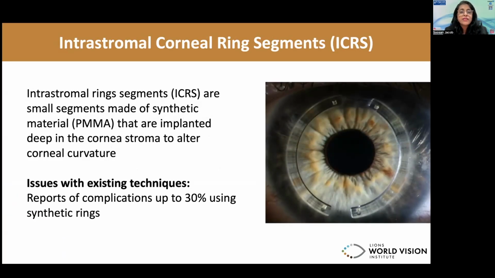And this very problem, of course, implies that you have a loss of effect because they're implanted so deep, and also the fact that you have to implant them in the periphery to get effect. And all of these are disadvantages of synthetic ICRS. In addition to that, you can also have issues with existing techniques with reports of complications up to 30% using synthetic rings, some of which I already mentioned. And therefore, these are also not really ideal means to correct or to treat keratoconus.